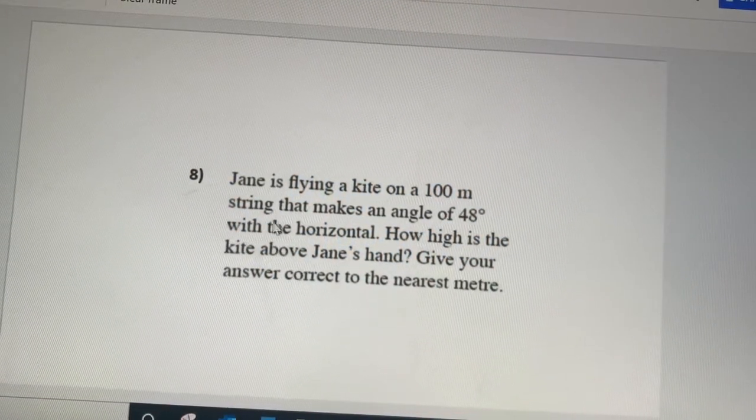So here is a problem: Jane is flying a kite on a 100-meter string that makes an angle of 48 degrees with the horizontal. How high is the kite above Jane's hand? Give your answer to the nearest meter.